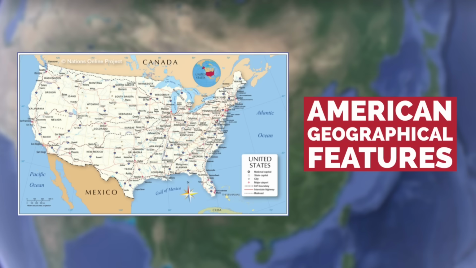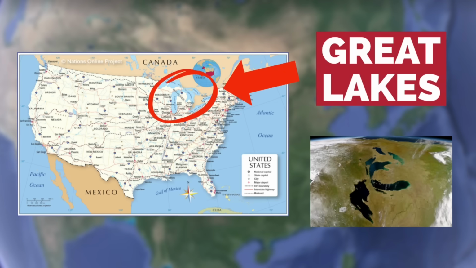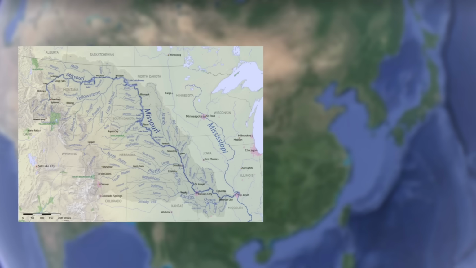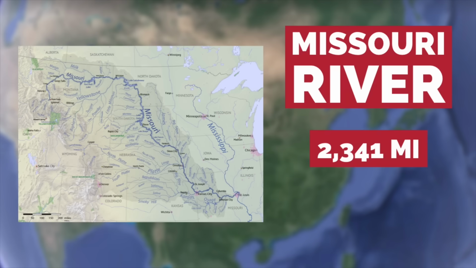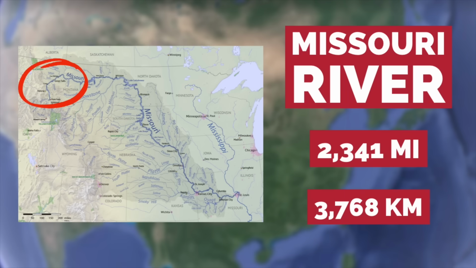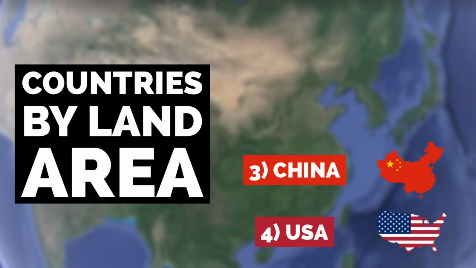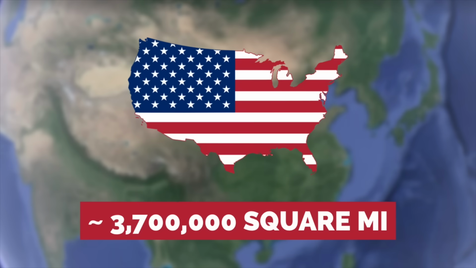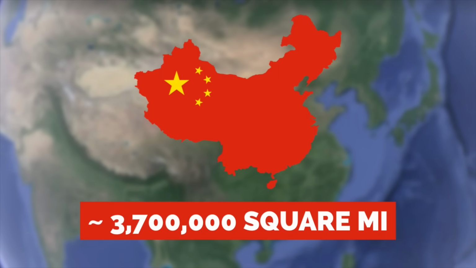The US is also importantly home to the Great Lakes system, which it shares with Canada, and it accounts for 21% of the world's freshwater supply. The longest river in the United States, the Missouri River, runs 2,341 miles or 3,768 kilometers and flows from the Rocky Mountains in Montana through much of the Great Plains and connects to the Mississippi River just north of the city of St. Louis. China and the United States are the 3rd and 4th largest countries in the world, depending on who you ask. But either way, both are close to around 3.7 million square miles in area, or about 9.5 million square kilometers.